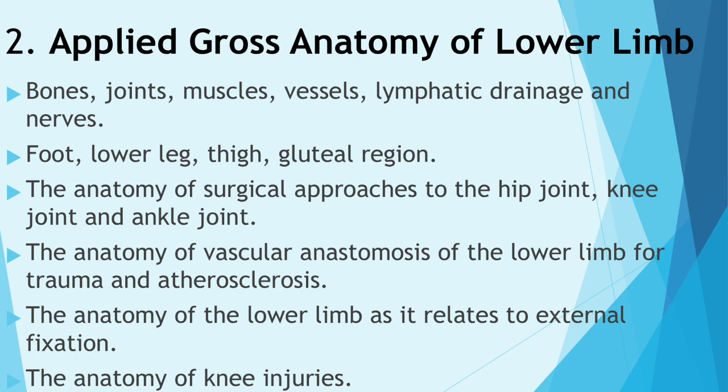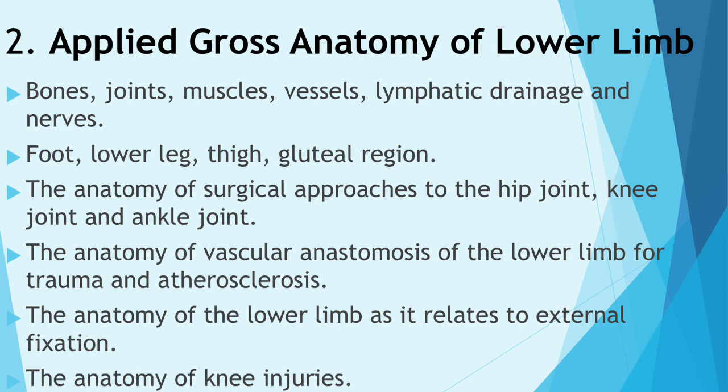And of course, the students need to be taught the anatomy of surgical approaches to the hip joint, knee joint, and then ankle joint. When the orthopedic surgeons are doing some surgery on the knee joint, the ankle joint, and the hip joint, the anatomists are right there to aid in localizing the joint spaces. So it's where knowledge of applied gross anatomy of the lower limb comes in.